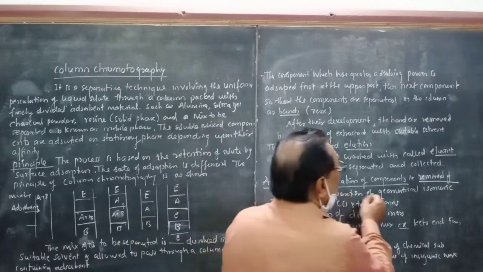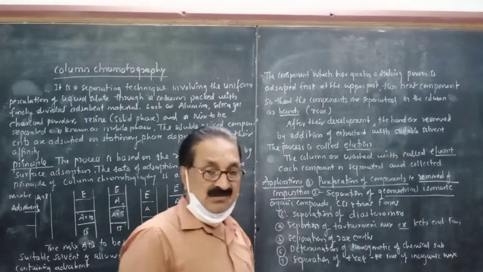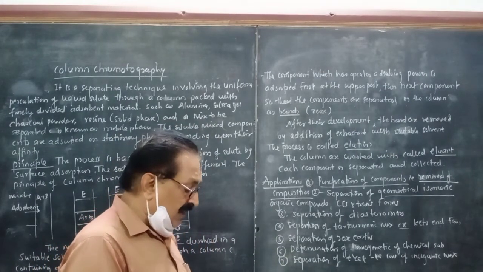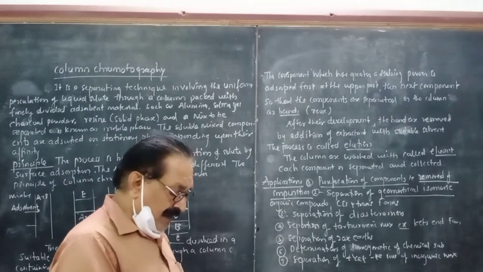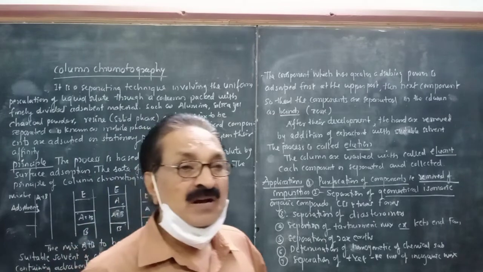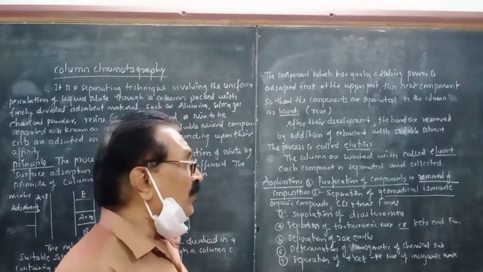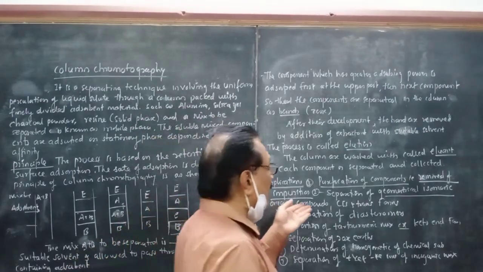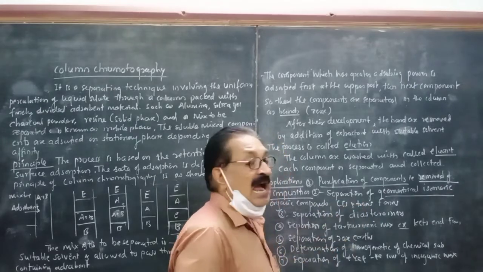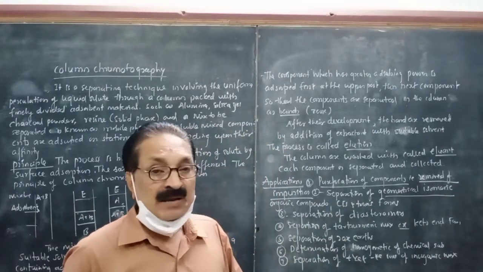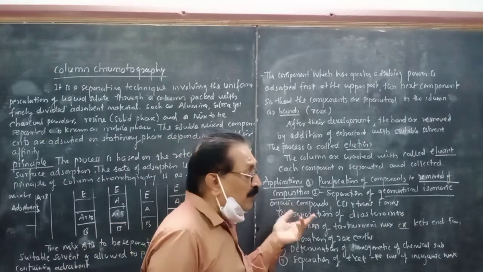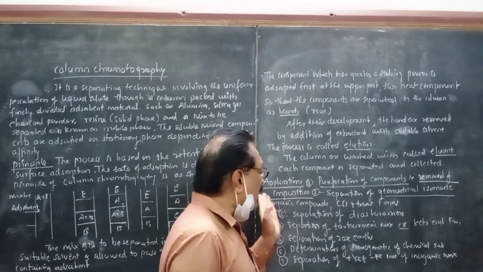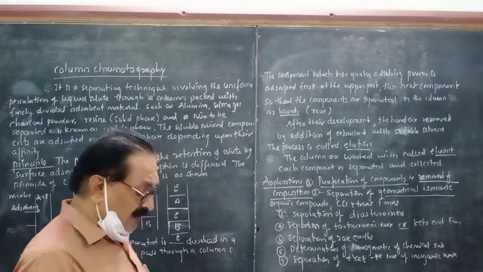The second one is the separation of geometrical isomers. You come across isomers in organic compounds. You can take the isomers of carboxylic acid, fumaric acid and maleic acid. These are two isomers of a carboxylic acid. One is the cis form and the second one is the trans form. You know what is meant by cis and trans isomers, and such isomers present in a mixture are separated from one another by this column chromatographic technique.